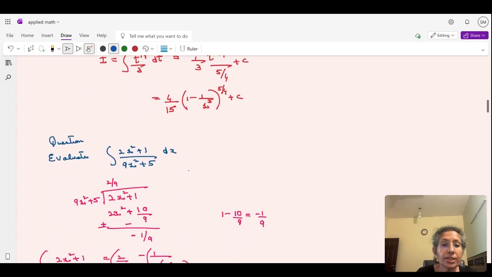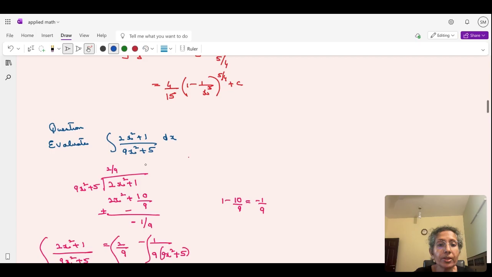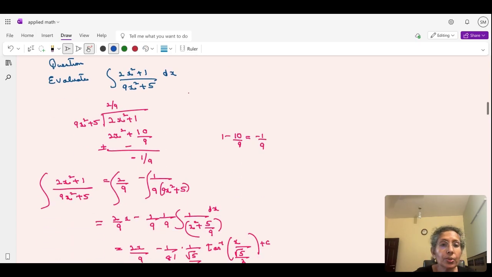Coming to the next question, integrate 2x squared plus 1 by 9x squared plus 5 dx. Here, degree of numerator is equal to degree of denominator. So we do long division. If I do 2x squared by 9x squared, it's 2 by 9. So multiplying, you get 2x squared plus 10 by 9, subtract. Remainder is minus 1 by 9. So we have numerator by denominator is quotient, that is 2 by 9, plus remainder by denominator, and then integrate.